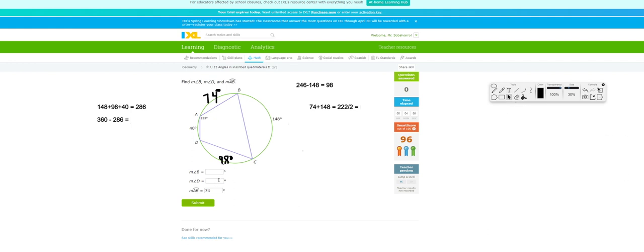Okay, so that will be 111. Now, to find the measurement of angle B, notice B is right here. Since I already know that D is 111, remember, opposite angles are supplementary, so they have to be equal to 180. So I can do 180 degrees minus 111, and that gives me 69. So that means angle B is 69.